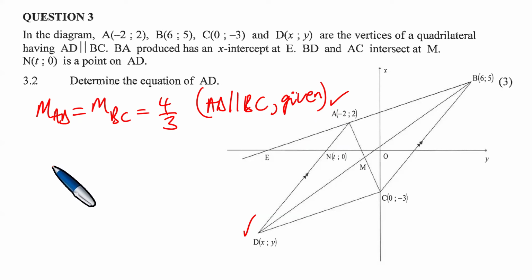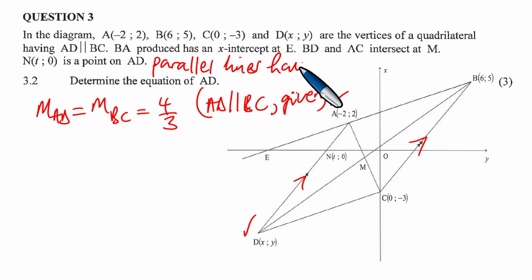Okay, so this is what we have. This one is parallel to this one. Parallel lines have equal gradients. So we learn this: parallel lines have equal gradients. Right, so we continue.